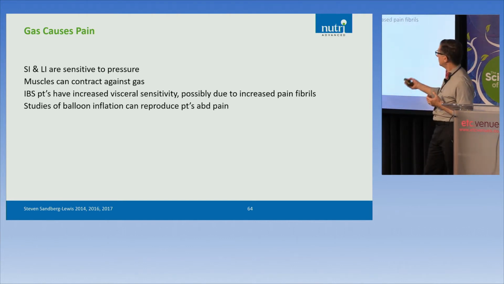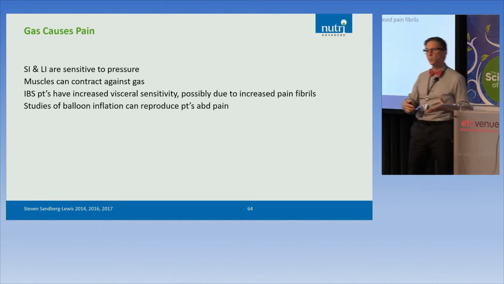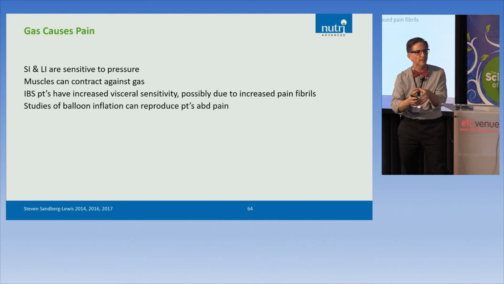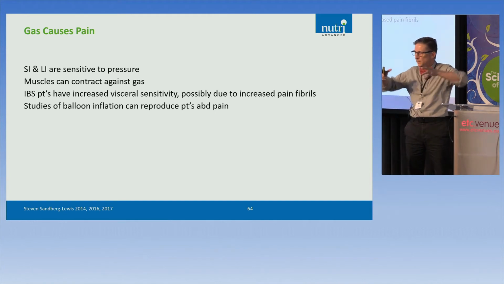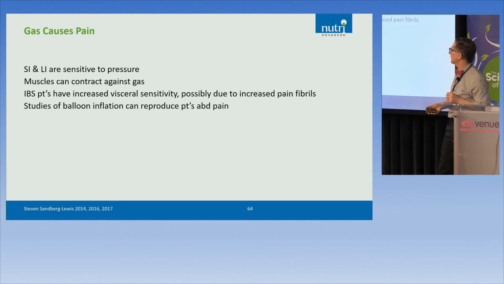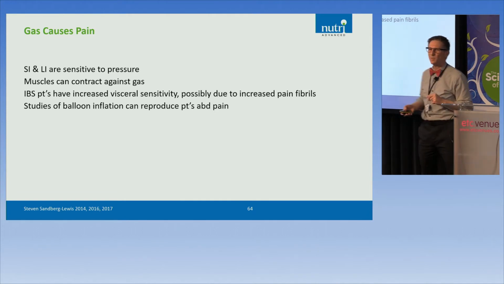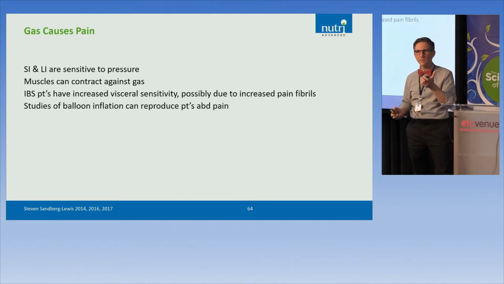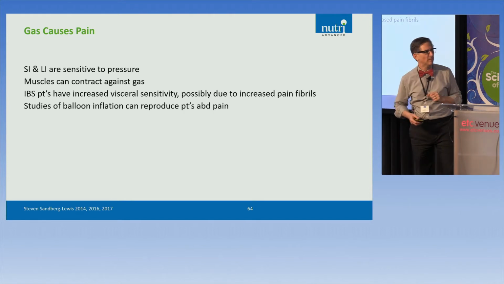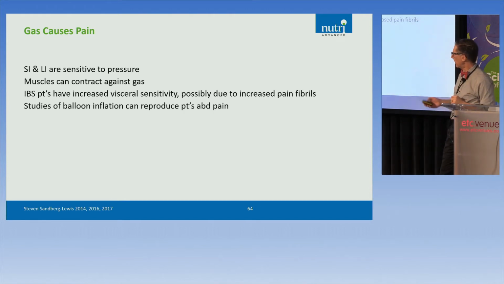And so sometimes the smooth muscle of the GI tract will contract around the gas and makes it twice as bad, right? So not only is it distended, but then it's contracting, which makes the amount of distension even worse. And studies of balloon inflation can reproduce patients' abdominal pain, meaning putting a balloon in the rectum and creating distension with air in the balloon.